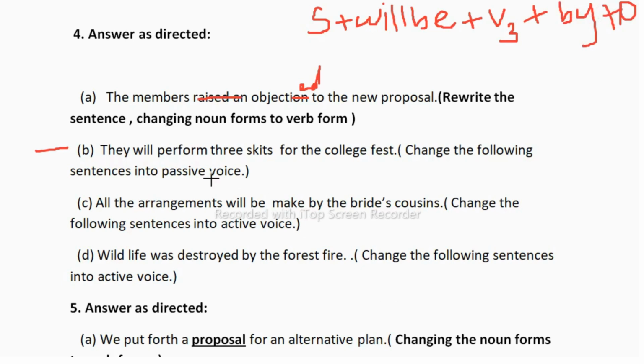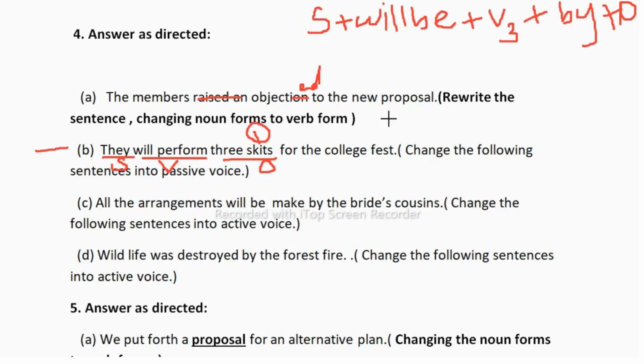Now, as I told you, we have to interchange subject and object. So the object is this one, 3 skits, and will perform is the verb, and they is the subject. Now you have to interchange this. So first the 3 skits will come: the three skits will be performed.